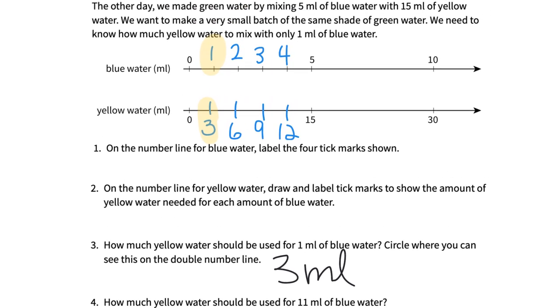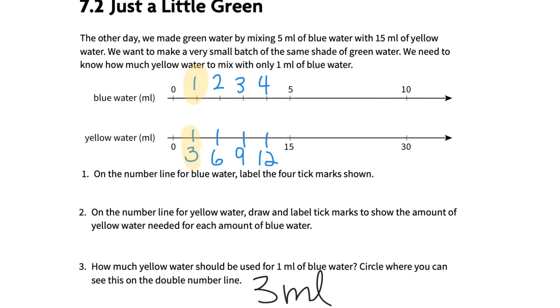Uh-oh, we don't have that, do we? So we're going to have to go up here and think about our double number line because we need to keep going, right? So for every 1 blue, we're going to add 3 yellows. So if I add a blue, that's going to be 6, 7, 8, 9, and then 10. And then down here, we're going to have tick marks for our yellow.